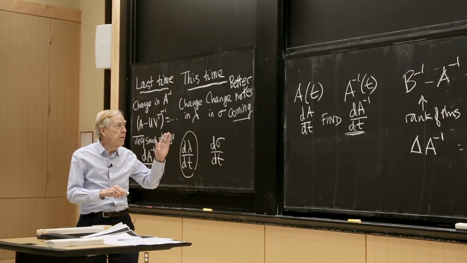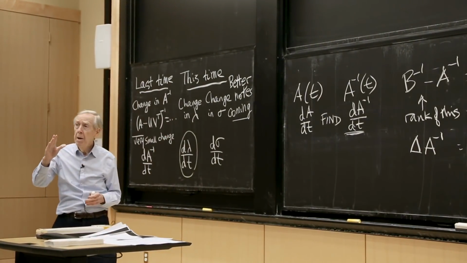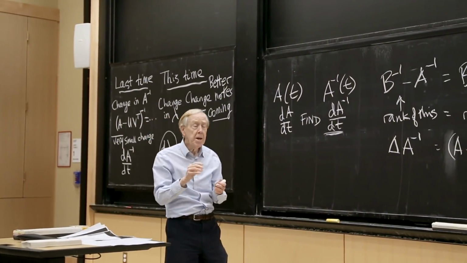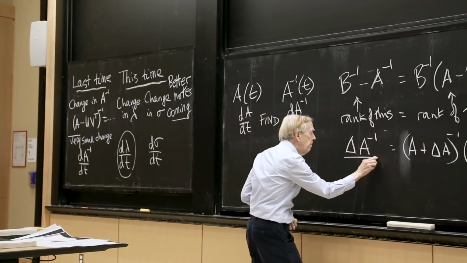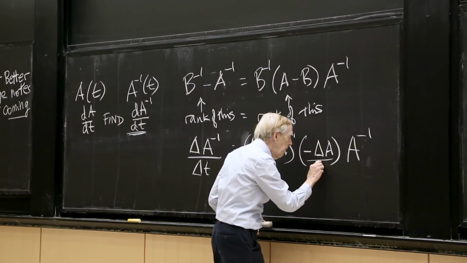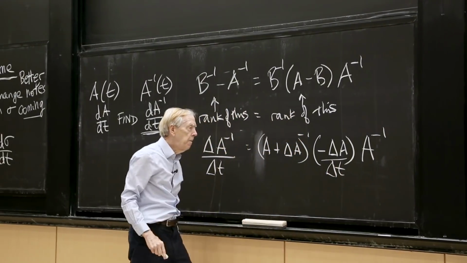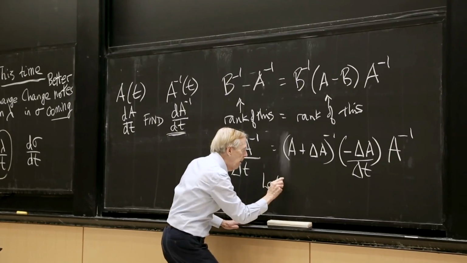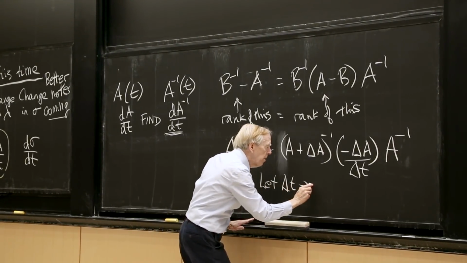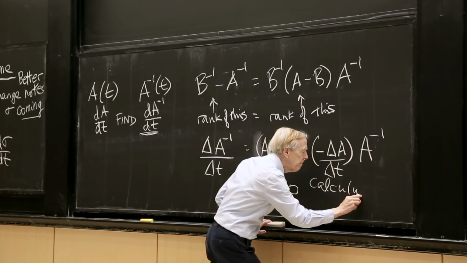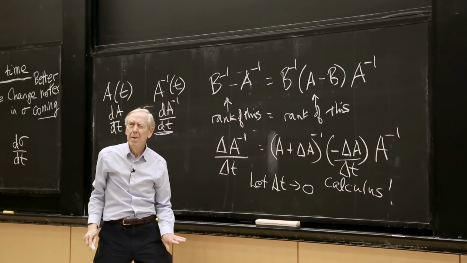So I'm thinking of B as being a sort of a delta t, and I'm going to divide both sides by delta t. I have to do this if I want. And now I'll let delta t go to 0. So this is where calculus appears.